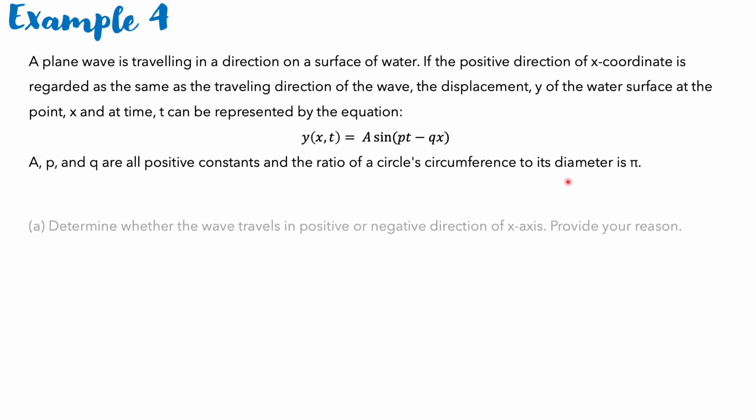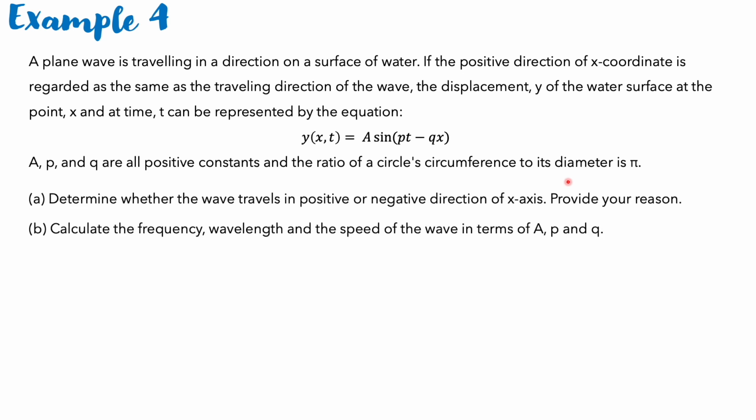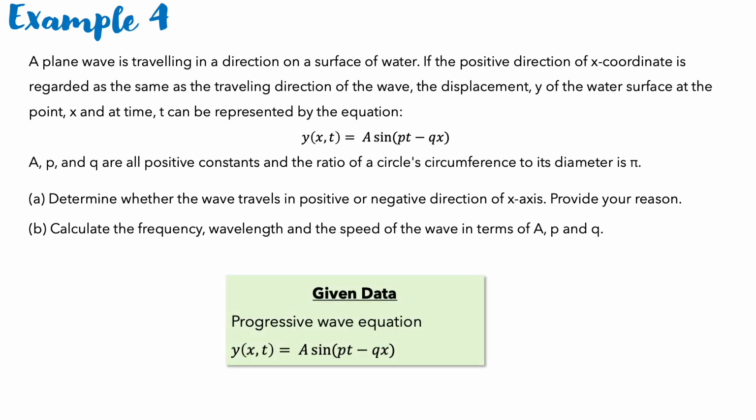Okay, and you are asked to calculate in part A the direction of the wave. It is positive or negative. You have to provide a reason why you think that it is moving in positive x direction or in negative x direction. And in part B, you have to calculate the frequency, wavelength and speed in terms of A, p and q. And part B is very similar to the ones that we did before. In the given data, we are again given only the equation for the wave.